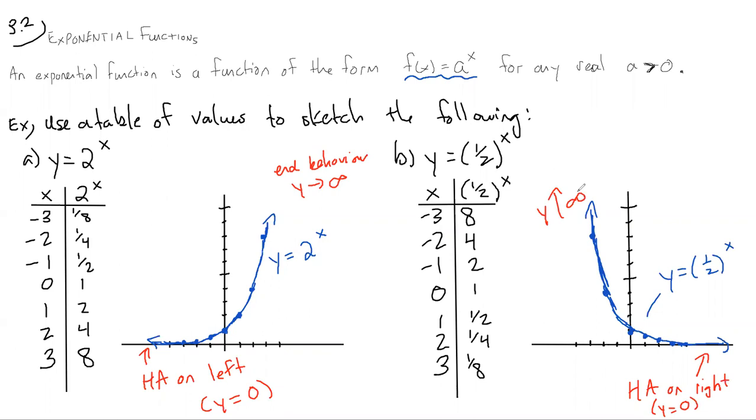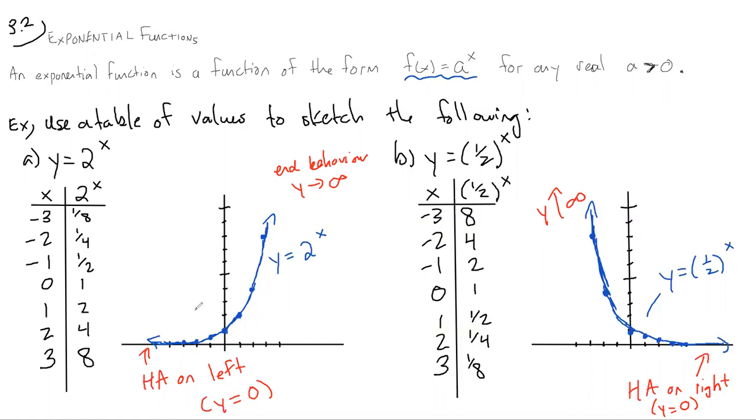So that's going to be a really key feature for any of these exponential graphs. It doesn't really matter what the base is. They'll always have one side that's flat and one side that has this infinite behavior. So really different than rational functions. But for the most part, other than that, they will be pretty standard curves.